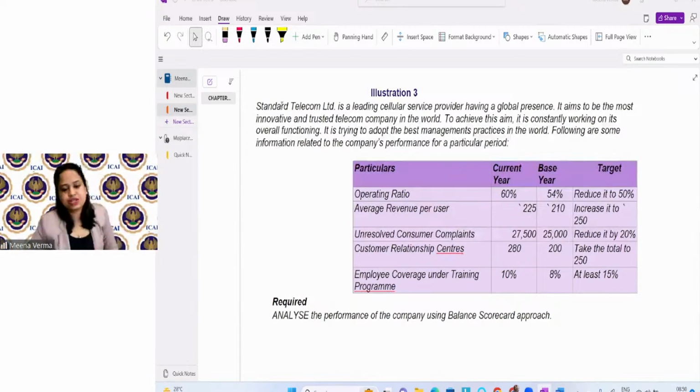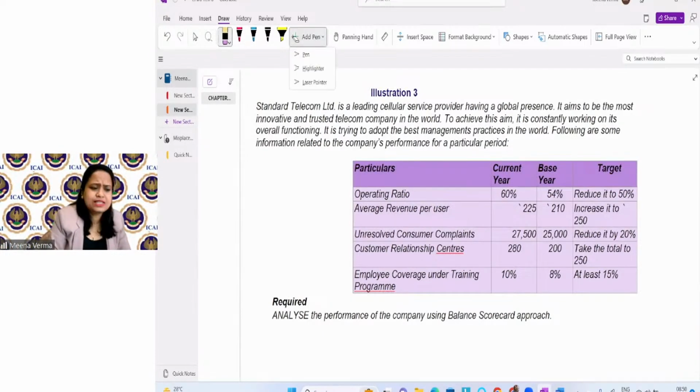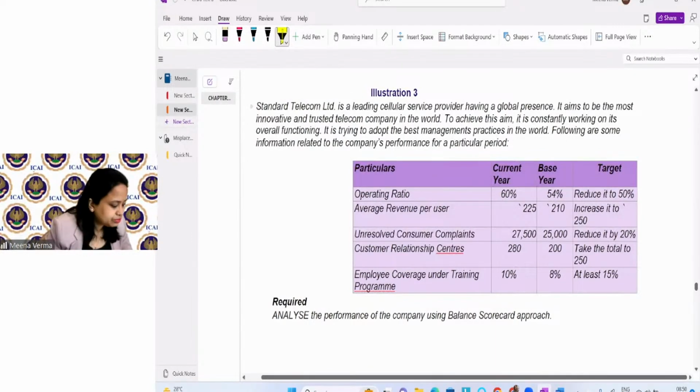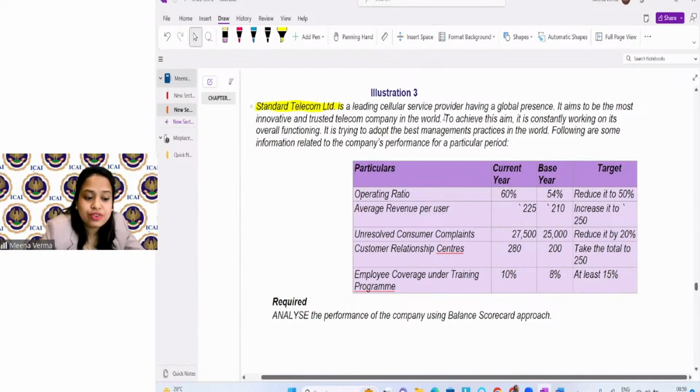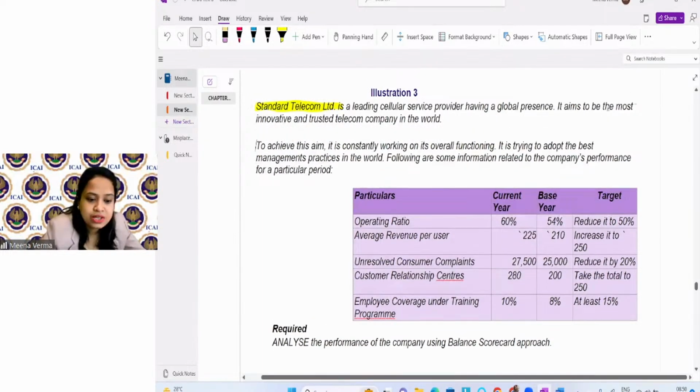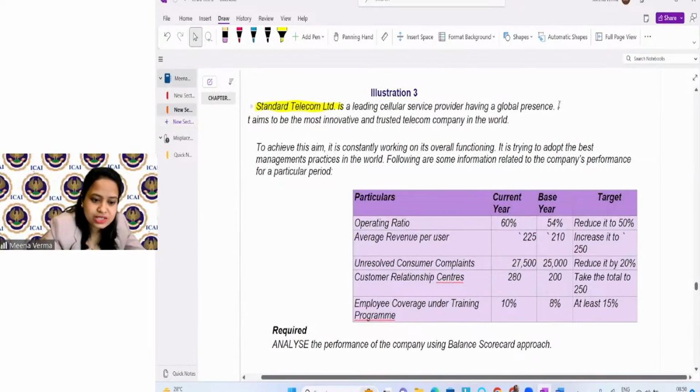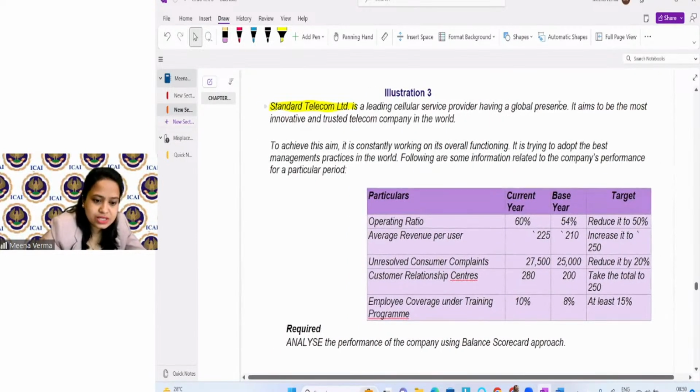Okay, so let's read this question together. Very simple. Just keep in mind what I taught you. Let's read this question. What is the question? Standard Telecom Limited is a leading cellular service provider having a global presence. It aims to be the most innovative and trusted telecommunication company in the world. Now look, what is the vision of the company? I can see the vision of the company. This is the vision of the company. Can you see this? I can see, right? This is the vision.